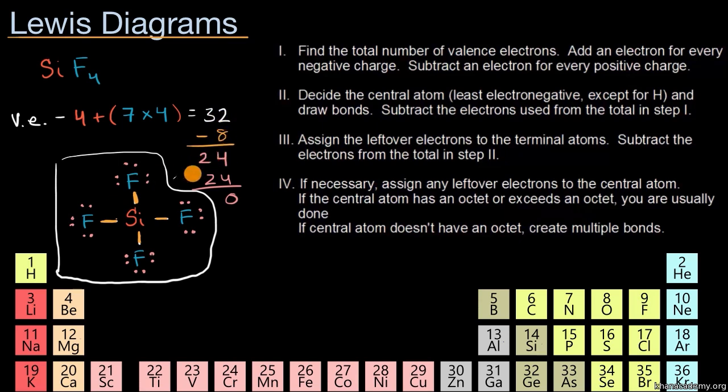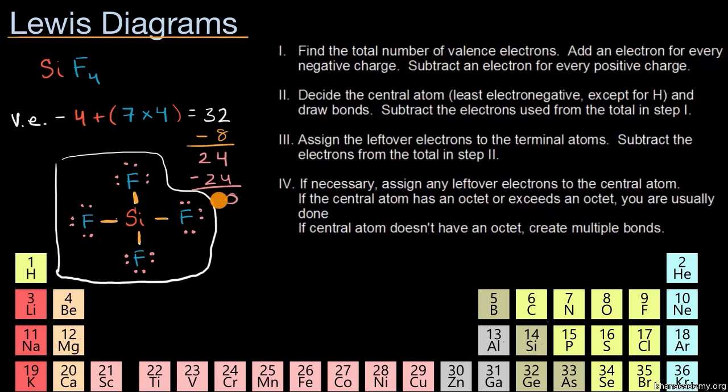And then the next step, it says assign the valence electrons to the terminal atoms. That's where we assign these extra lone pair electrons to the various fluorines, giving them an extra 6 each, so that they were all able to fulfill the octet rule. And then we subtracted that from the total, really just to make sure that we are using all of our electrons. It says it right here, subtract the electrons from the total in step 2. And then we saw that all of our electrons were accounted for.